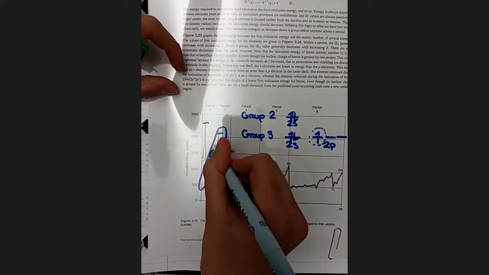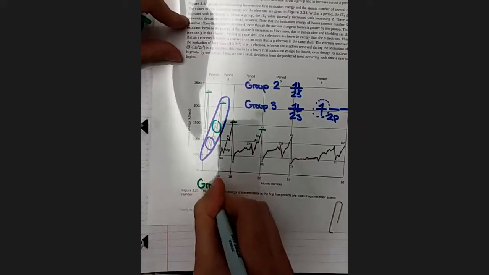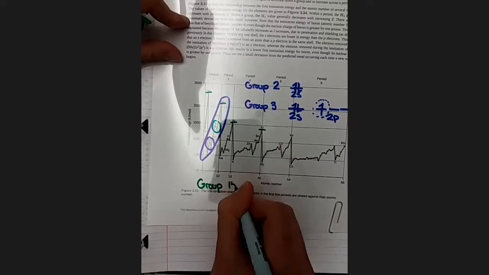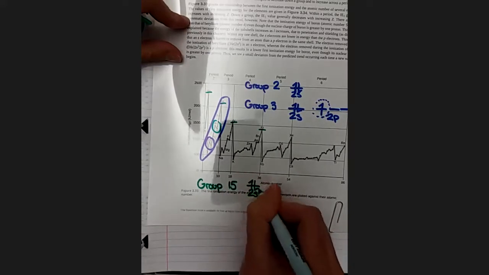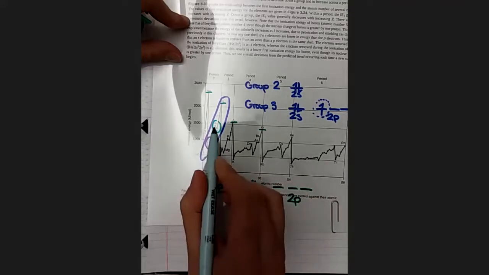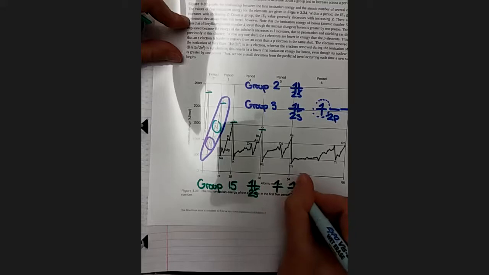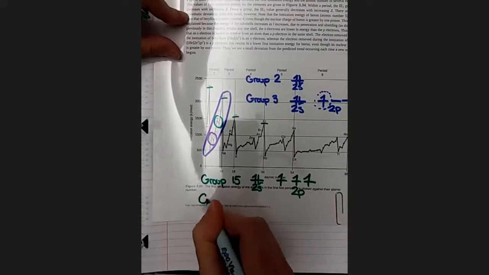This is between our group 15 and group 16. So over here in group 15, we have a filled s subshell. And in our p subshell, group 15 is going to have 3 electrons in it. So it's going to be half filled.